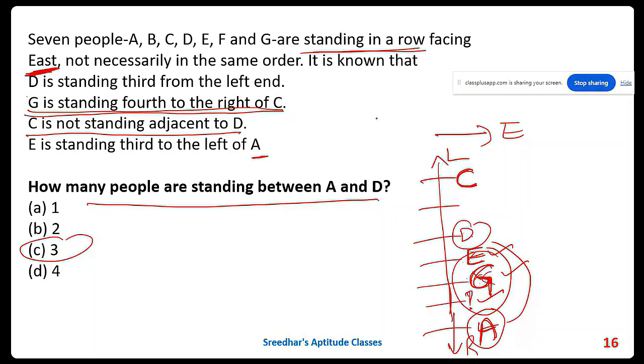Sandeep is saying that F, C, B, G, D, E, A is also possible. Let me check. Sandeep, your arrangement is not satisfying the first statement. What is that? D is standing third from the left end.